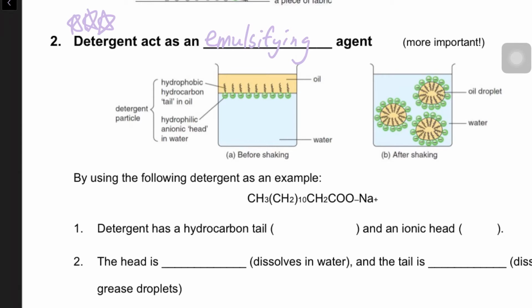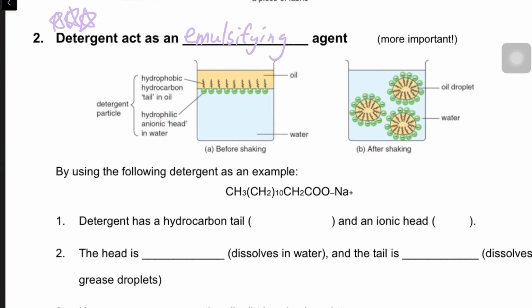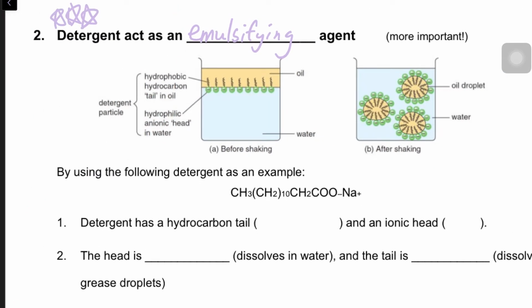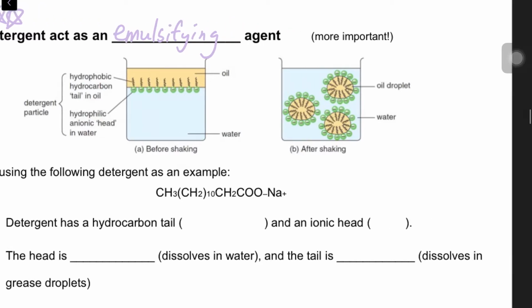However, when there is a detergent inside, take this picture as an example. The hydrophobic tail, or we can say the nonpolar tail or organic tail, will try to dissolve in the oil layer because they have similar intermolecular force strength, while the ionic head will try to stay in the aqueous layer. Because the ionic head carries charge, they will try to spread as much as possible. So this is the case before the shaking.